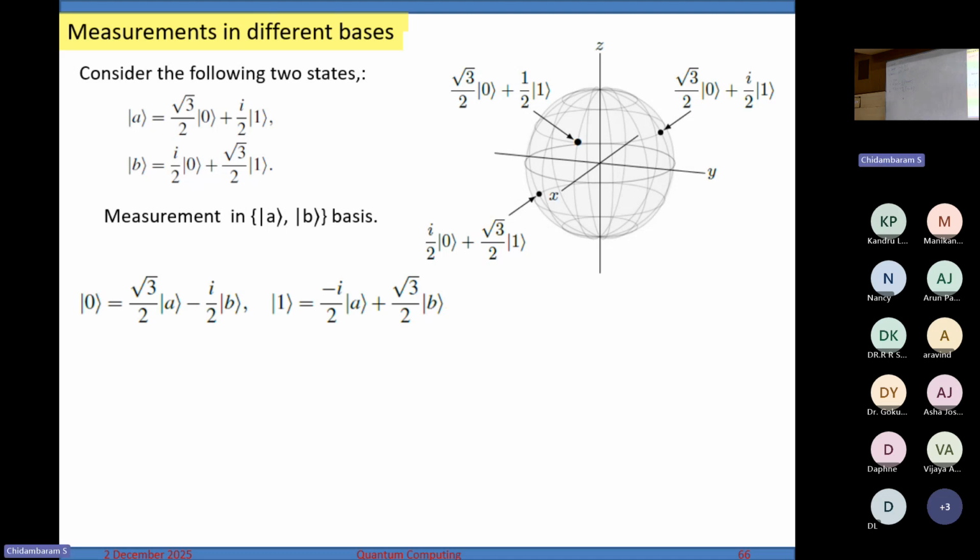Yeah, so for QKD, as per the protocols, you have these bases, rectilinear basis and diagonal basis, fixed by the protocols.